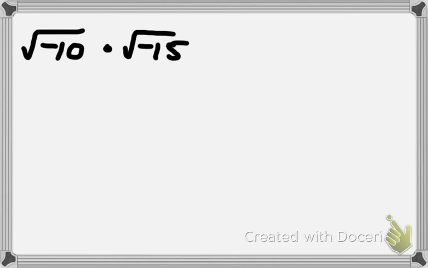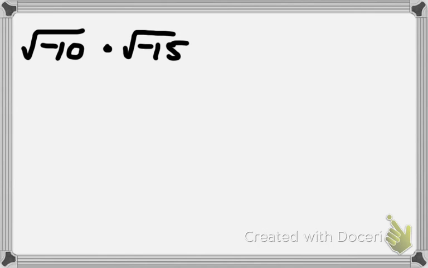Now we're going to combine what we did yesterday with what we're doing today. We're multiplying imaginary numbers, and yesterday we were simplifying roots. First thing we're going to do is simplify each root, or at least take the negatives out.